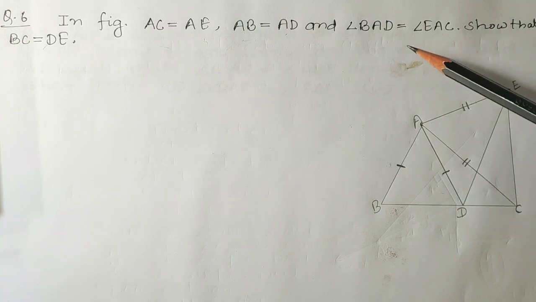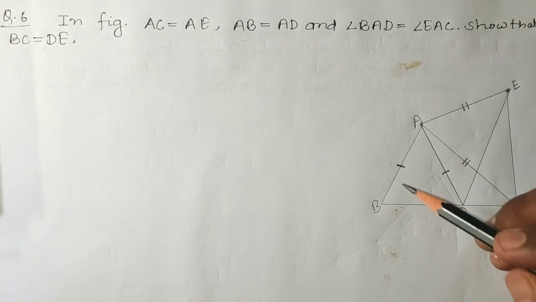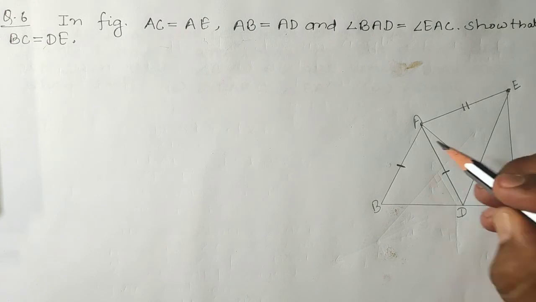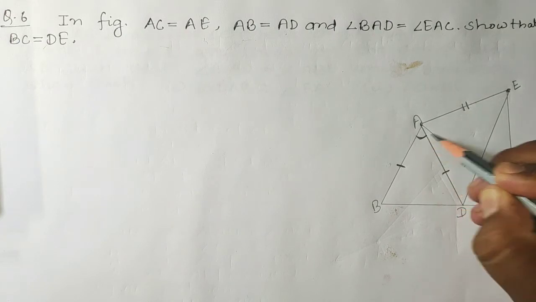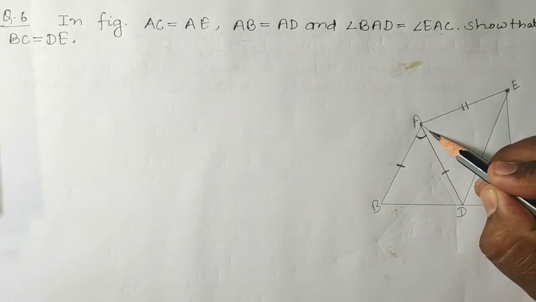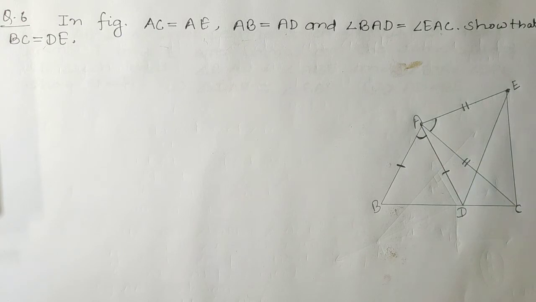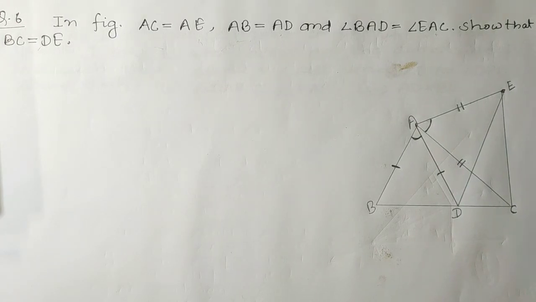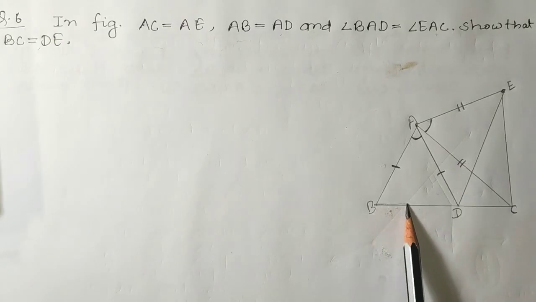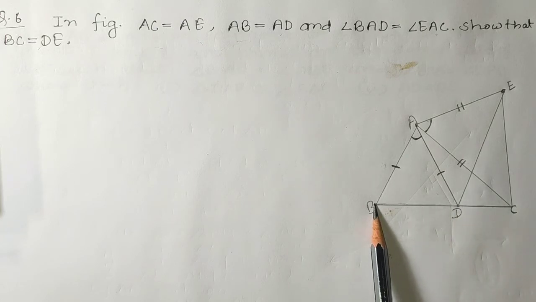Means this side is equal to this side, so I have put a double tick here. Okay, and this side is equal to this side, so I have represented it by a single tick. Okay, angle BAD is equal to angle EAC. Which is angle BAD? Angle BAD means this angle is equal to angle EAC, means this angle. Okay, so this angle is equal to this angle. We have to show that BC is equal to DE, means we have to show that this whole side BC is equal to the whole side DE.